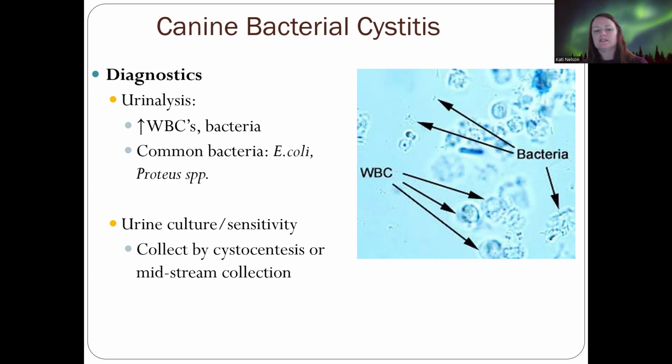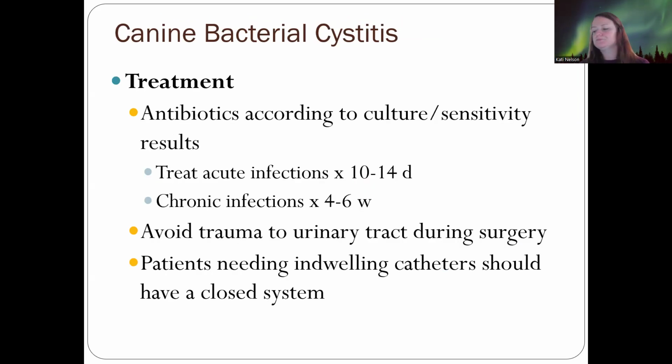Urine culture and sensitivity. So you collect by cystocentesis or midstream. You just want to make sure that on the paper you indicate how you collected it, so the lab knows what amount of bacteria to be looking for, right? Obviously, cystocentesis is going to have less bacteria than our midstream collection.